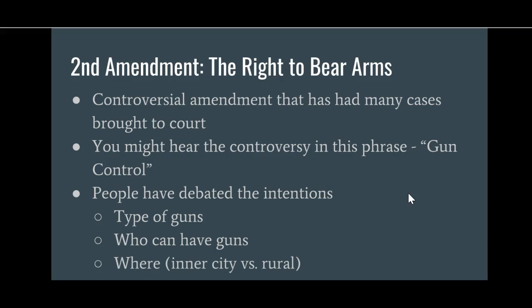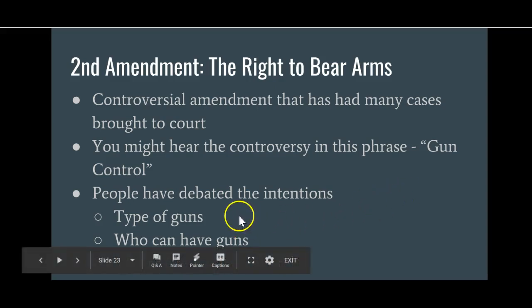So the very bottom note says inner city versus rural. There have been some court cases, and it is actually still debated today, on whether or not people, say, in the inner city should be able to own handguns. Think of that as a gun that you can hold in your hand. It would be smaller than, say, a rifle. Okay, so I wanted to give you examples of the types of debates that center around gun control and the Second Amendment.